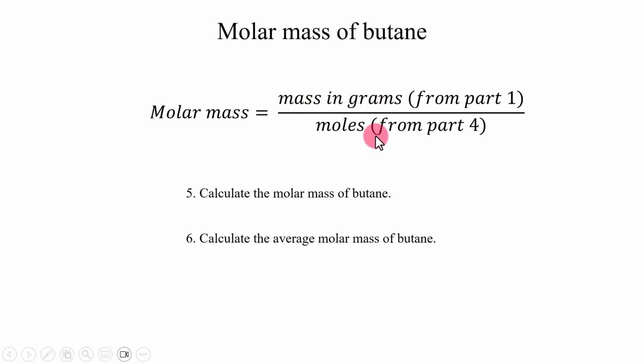The moles you're going to use from part 4, the previous slide. We just got done talking about how we use PV equals nRT to find the moles for each trial. So use the grams from part 1 in trial 1 divided by the moles from part 4 in trial 1, and you do that 3 times because we have 3 trials. Then in part 6, you calculate the average molar mass of butane. You will have 3 different molar masses from part 5. Find the average of all 3.